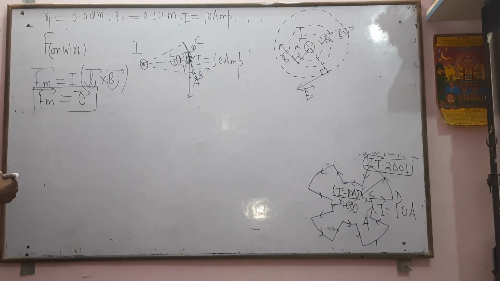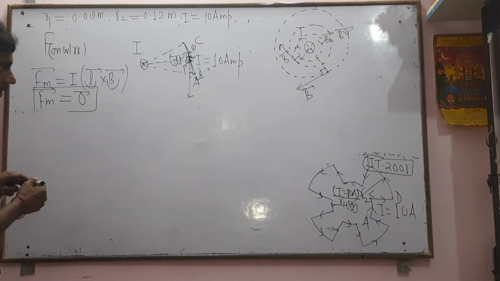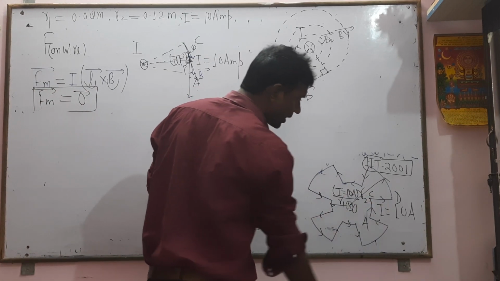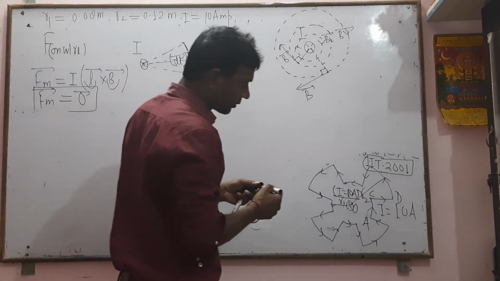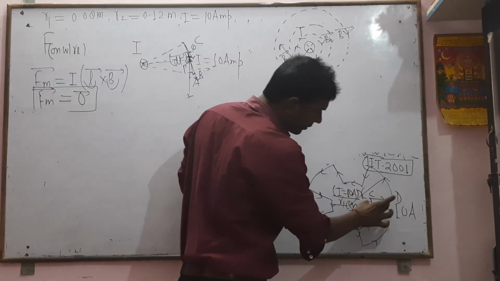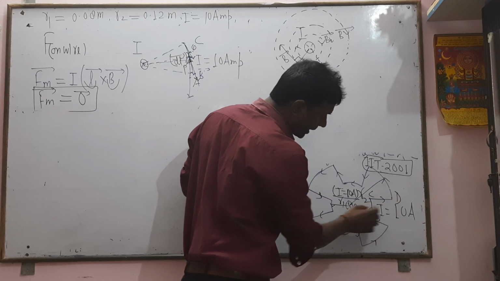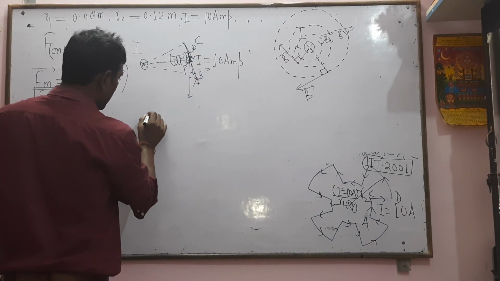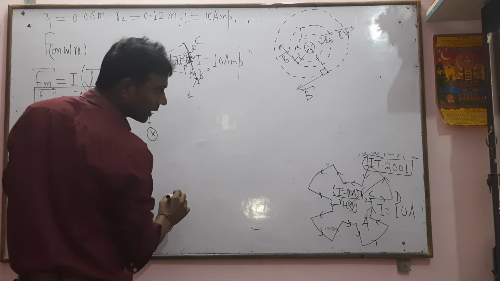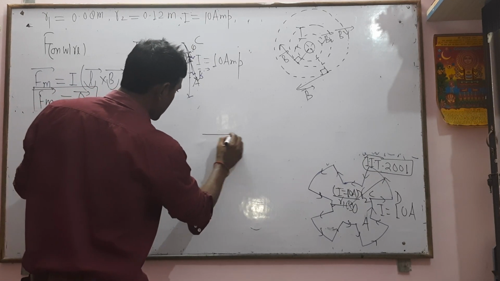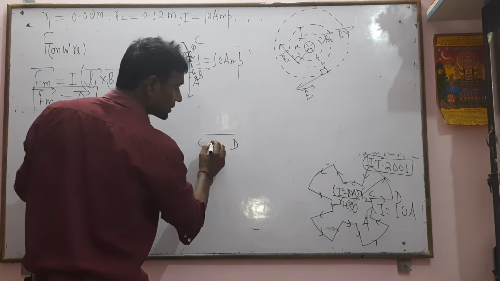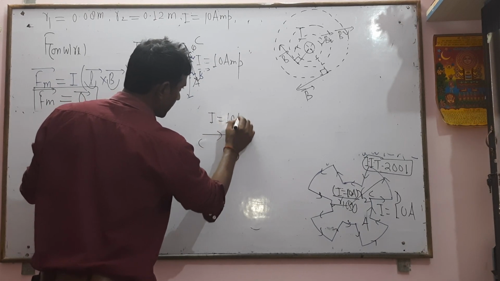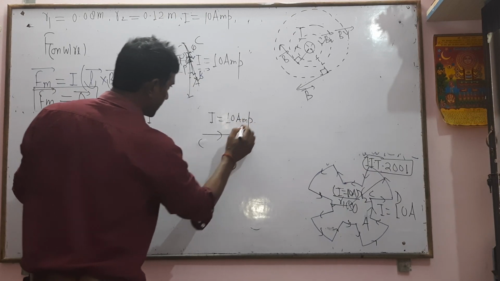So what is the magnetic force due to a straight current carrying wire? This is the straight current carrying wire. We need the magnetic force due to a straight current wire. For these situations, the magnetic field is this. Let us suppose this is the center, current I is going, and this is the distance, equal to CD. Current I equals 10 ampere.